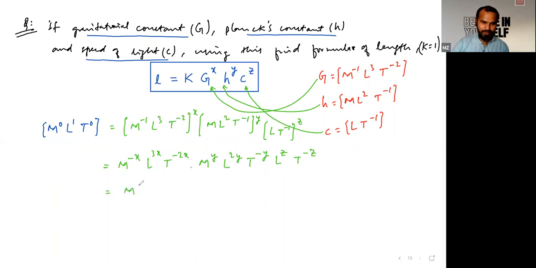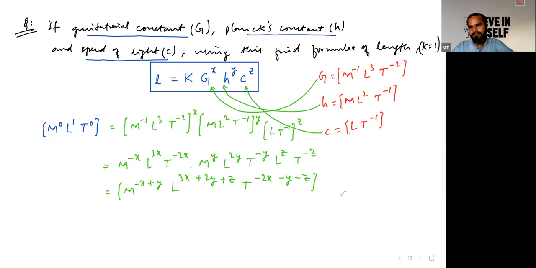So now compare the coefficient of M. We have M raised to the power x here, M raised to the power y here. So it will be minus x plus y. L raised to the power 3x, L raised to the power 2y, and L raised to the power z. Similarly, for time, it would be minus 2x, minus y, and minus z. So this would be your final expression. Just check, have you all got the same expression or not?